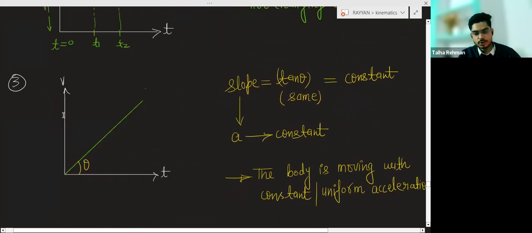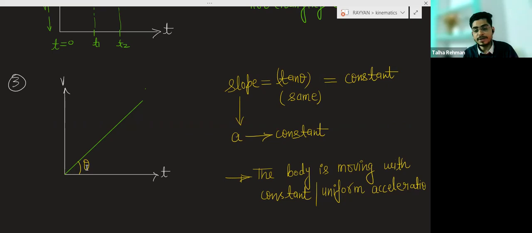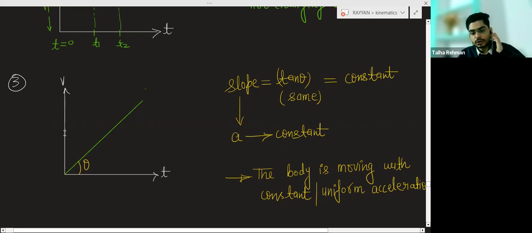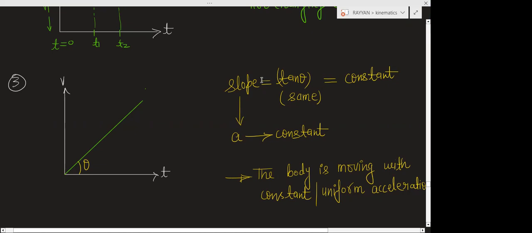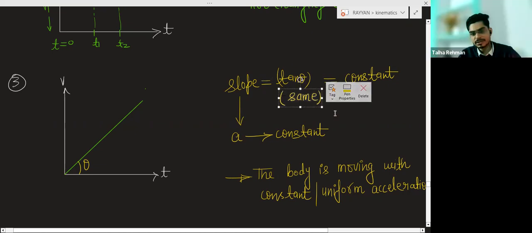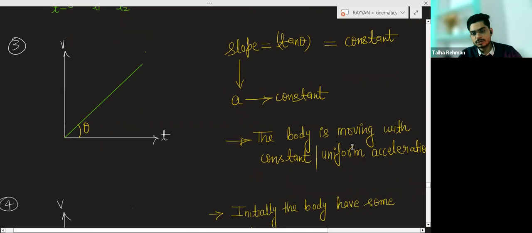Now come to this point. This is the straight line graph making an angle theta. When you calculate the slope, it is tan theta, and the value of tan theta will be some constant. Means acceleration is constant, means the body is performing uniformly accelerated motion. So slope is equal to tan theta, and this will remain the same, or you can say it is constant. So slope is acceleration and acceleration is constant. So the body is moving with constant or uniform acceleration.